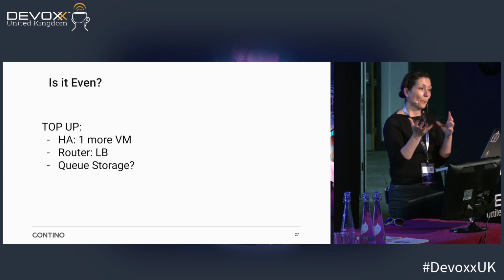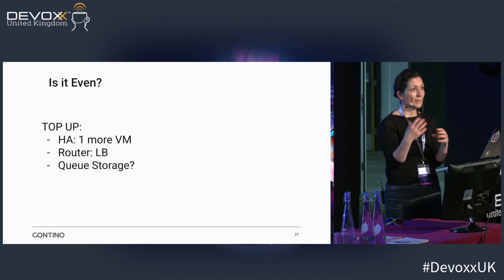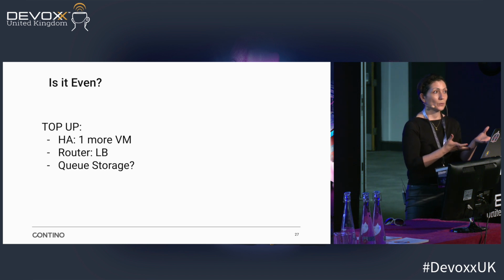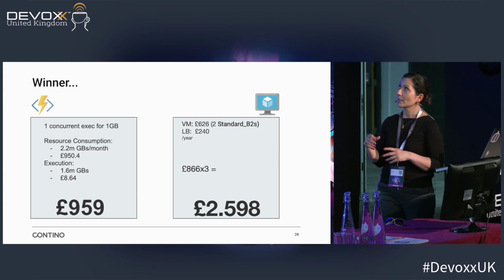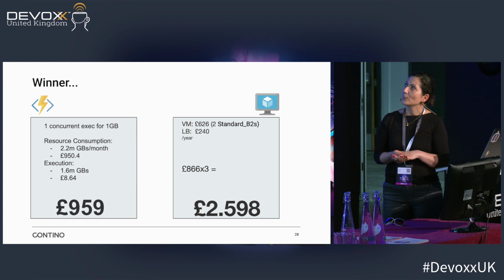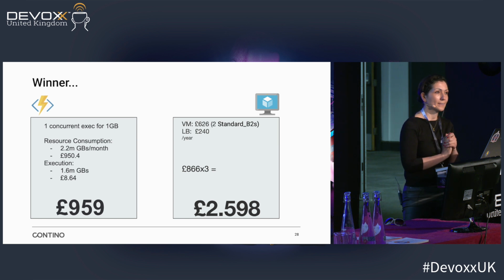But for the offering, to compare really, the difference is there is no HA in the IaaS solution. You have to have another VM. You have to have a load balancer, a router, to make sure that you have high availability. You don't have the queue storage, apart from the function as well. So rethinking back, I have 2 standard VMs. They are burstable, the B series, and £240 per year for the load balancer. In total, for the 3-year plan, it makes £2,598. This is quite different.